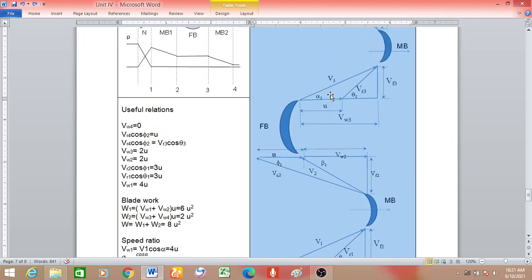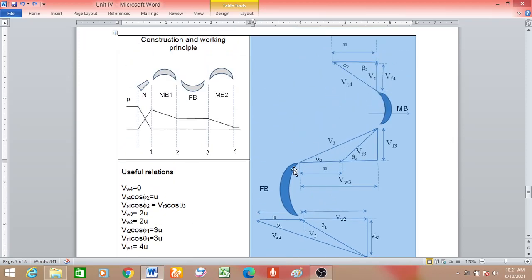Okay, outlet of the fixed blade. See, it is again tangential to the blade. I must have the absolute quantity V3. Okay, V3, it is leaving. So 1 is inlet to the moving blade. 2 is the outlet of the moving blade or inlet to the fixed blade. 3 is the outlet of the fixed blade or inlet to the moving blade 2.